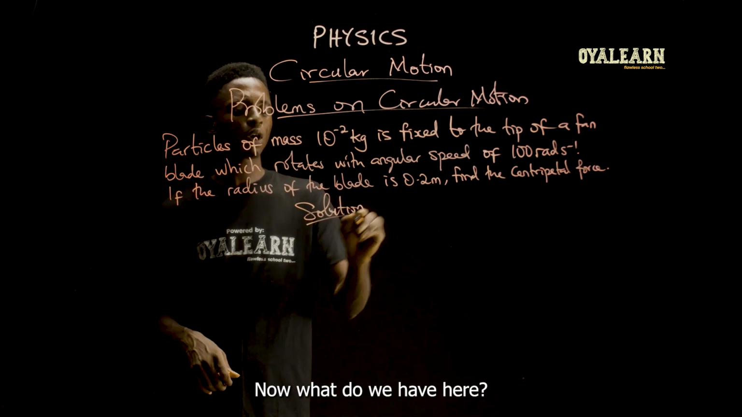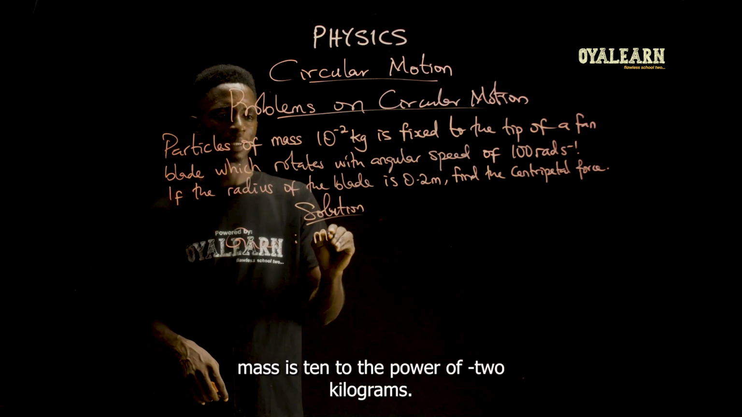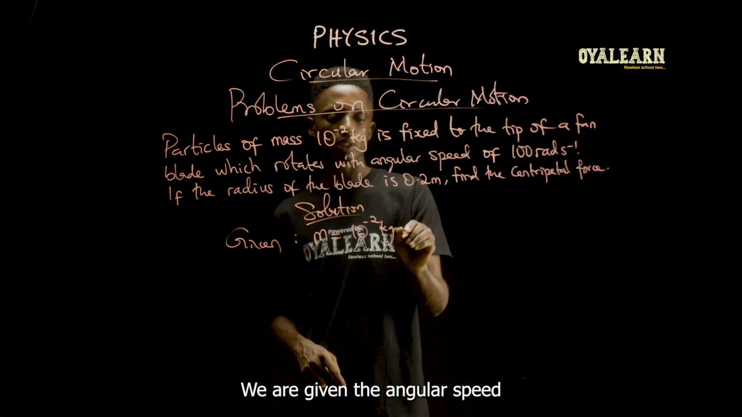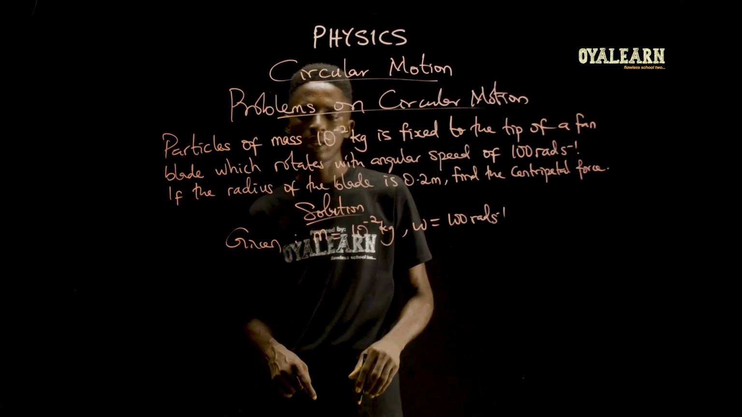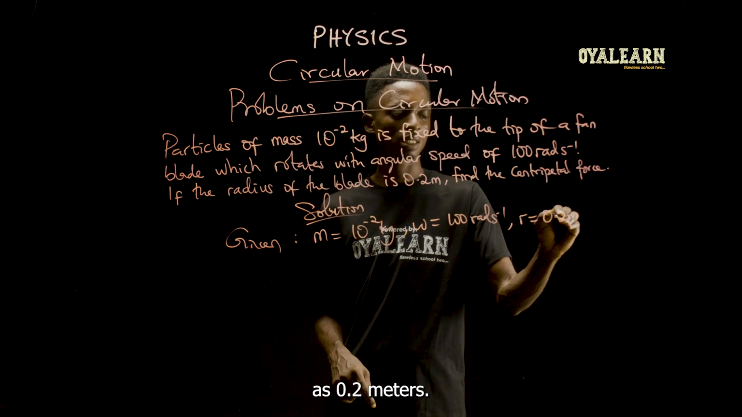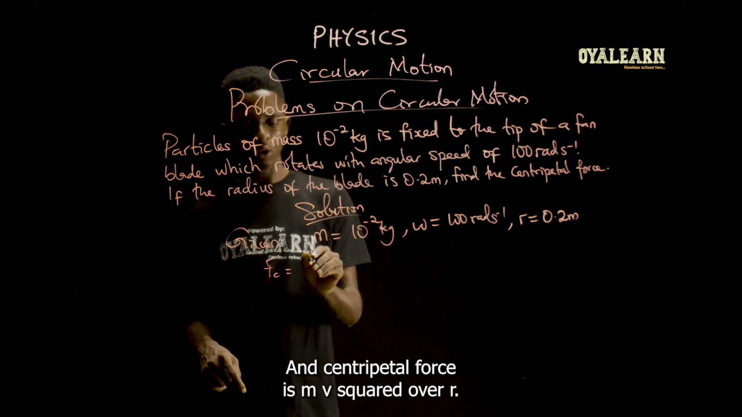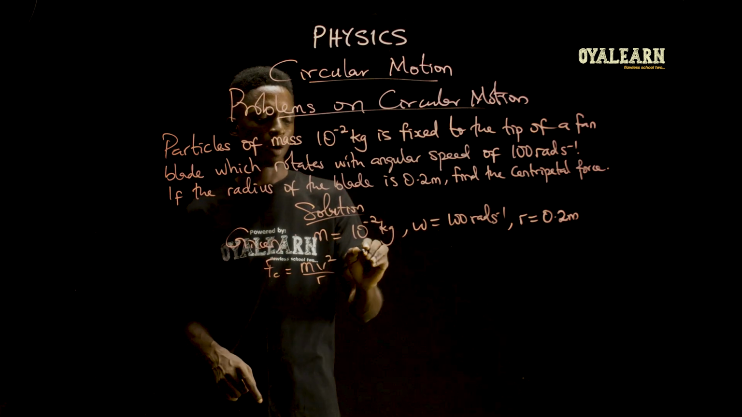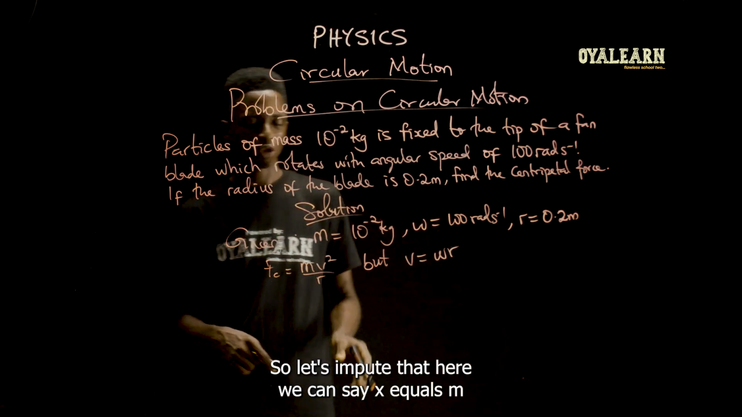Solution. Now, what do we have here? We are given that mass is 10 to the power of negative 2 kilograms. Okay? We are given the angular speed as 100 rad per second, and we are given radius as 0.2 meters. Now, we are asked to find centripetal force, and centripetal force is mv squared over r. But v is wr, isn't it? So let's impute that here.